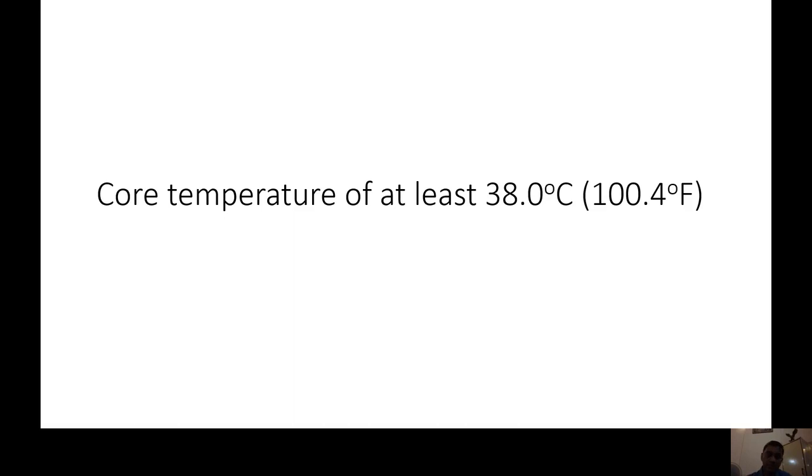And the core body temperature changes with lots of parameters. It changes with age, sex, and especially in ladies, with the menstrual cycle and the activity level. So lots of factors can affect the body temperature. And as you know, in infants the temperature is slightly higher because they have a higher body surface to weight ratio, as well as a fairly high metabolism. But most textbooks have agreed upon that a core body temperature of at least 38 degrees can be considered as fever.